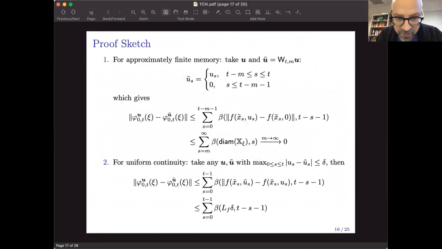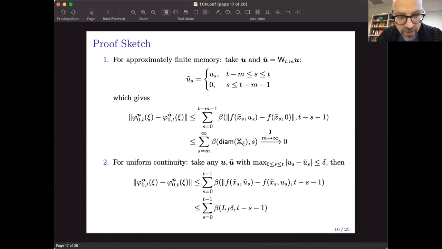For approximately finite memory, take two inputs. One is the original input, the other one is the windowed version. Use the propagation of errors estimate, and then use the monotonicity properties of this map and the summability to see that you eventually forget the distant past of the inputs. And for uniform continuity, basically the same argument. So this idea, if your system is incrementally stable and you can trade difference in inputs for difference in initial conditions, is very helpful.